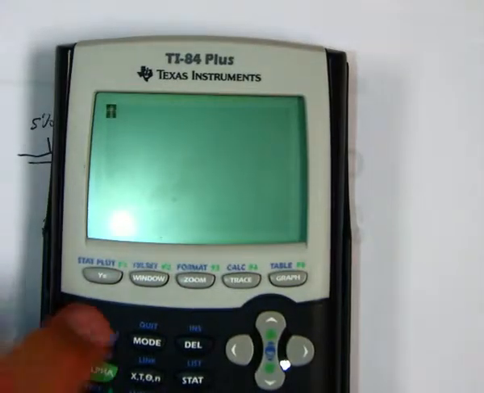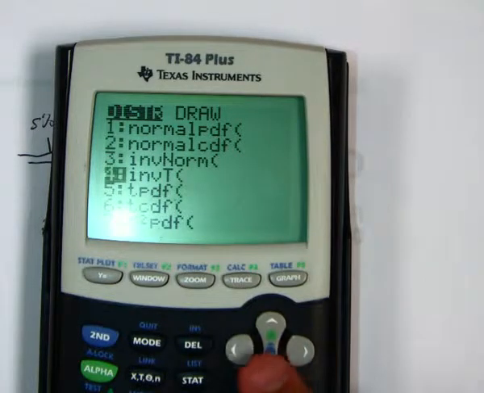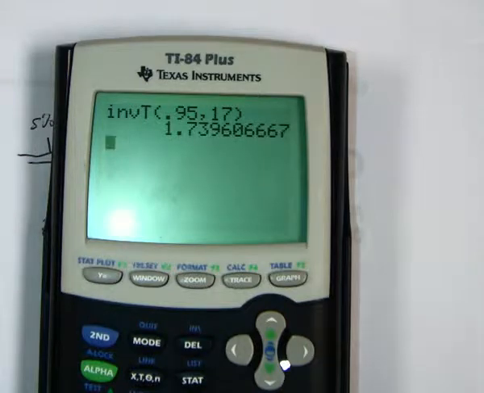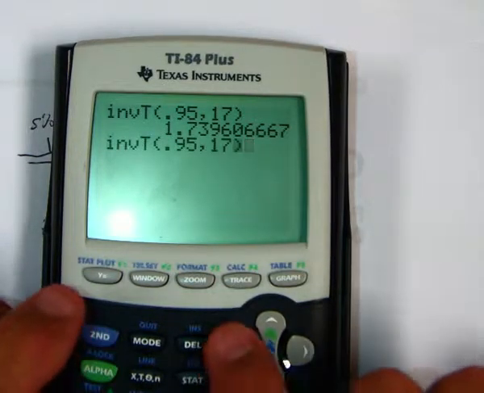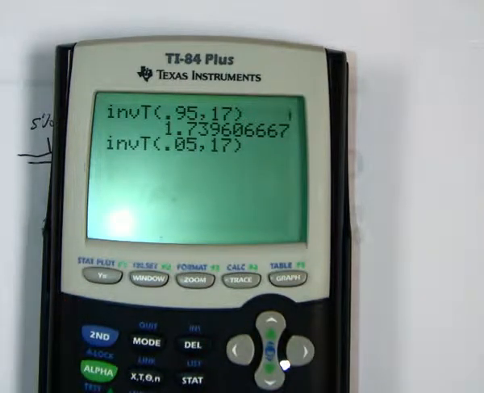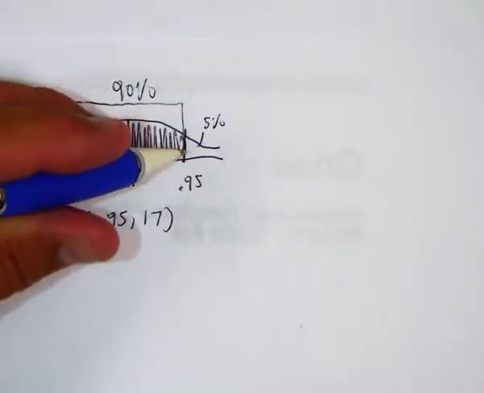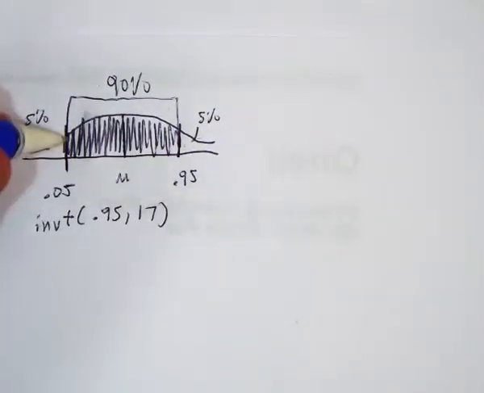So we go to the calculator, second distribution, inverse t. And I'm going to do the 95th percentile. And again, this has 17 degrees of freedom. So that winds up being 1.74. Okay? If you did 0.05 instead, you're just going to get a negative value. It's the same distance from the mean, right? So this is negative 1.74, this is positive 1.74. Okay? So that's how you do problem A.